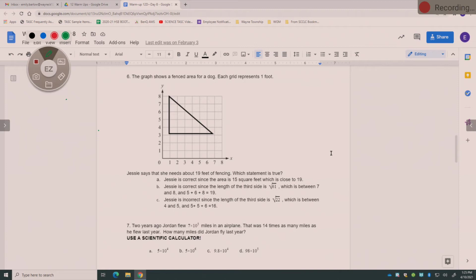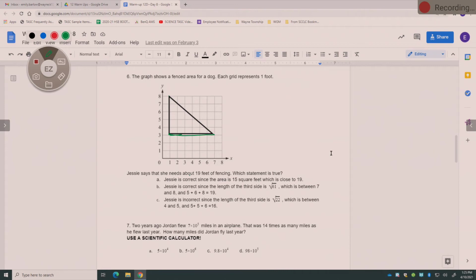Number 6, the graph shows a fenced area for a dog. Each grid represents 1 foot. And as you can see on here, the dots don't quite connect, but that is more picture error than the graph error. So imagine that it goes all the way down to this line and to that point. So Jessie says that she needs about 19 feet of fencing.